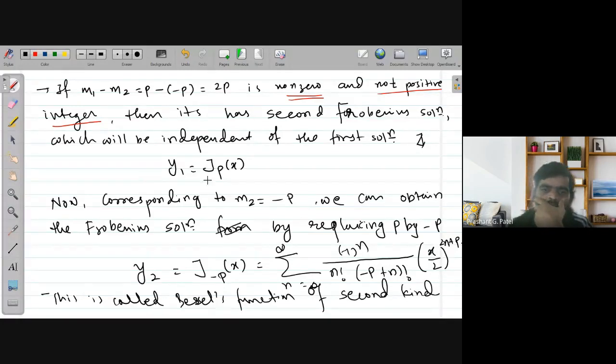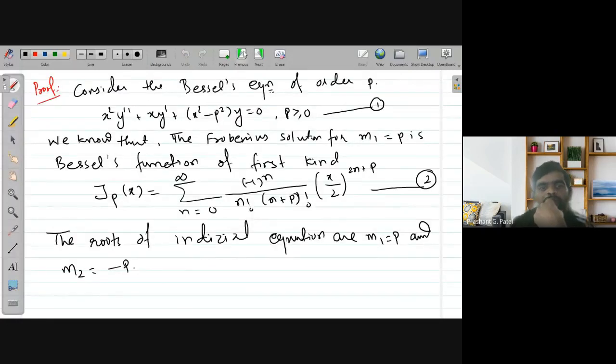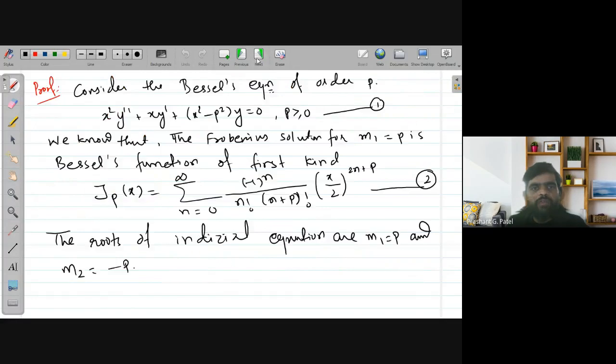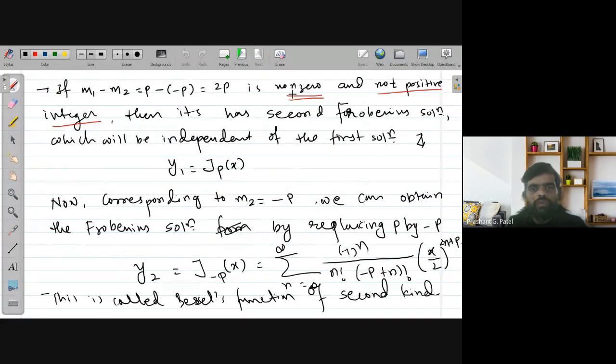Okay, so this is the proof. If it is not an integer or zero, then we have this solution, and the general solution is there. Now, if this m1 minus m2, which we have here, is an integer, again here it is positive, so in general it has to be an integer.